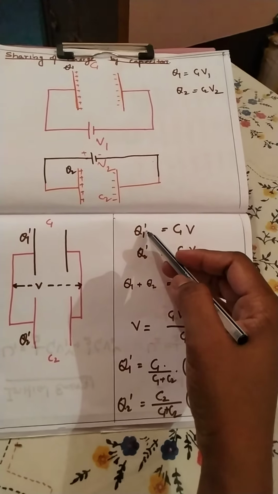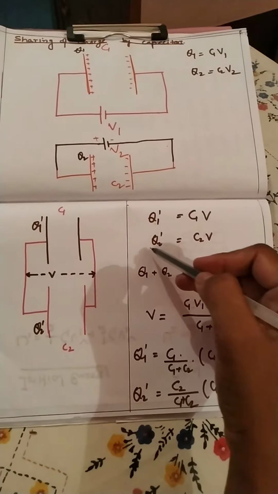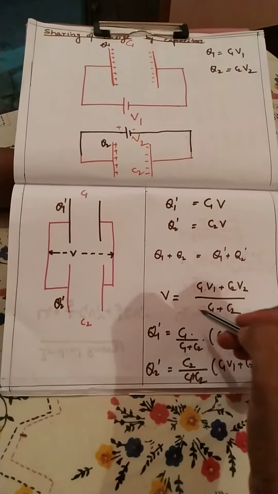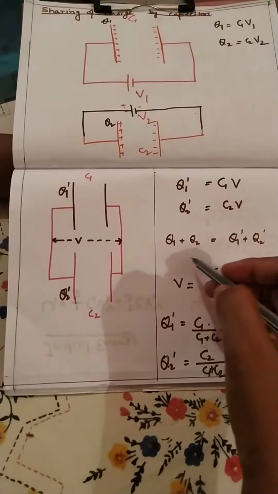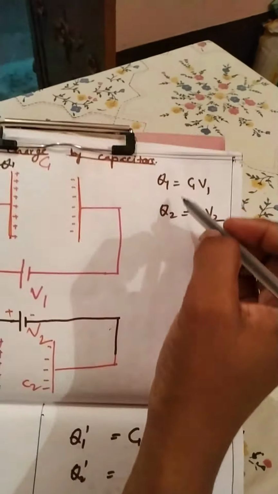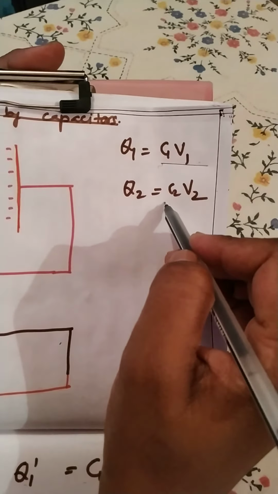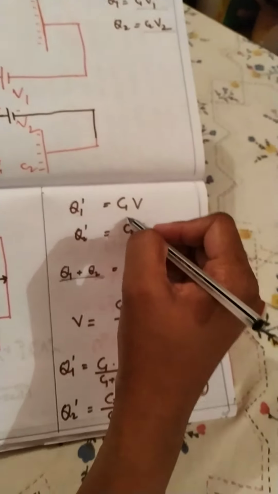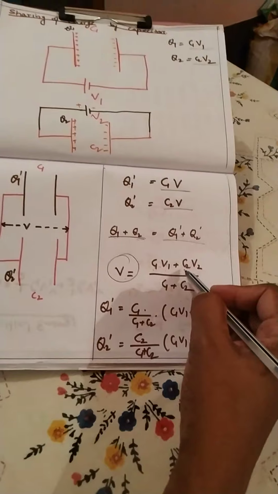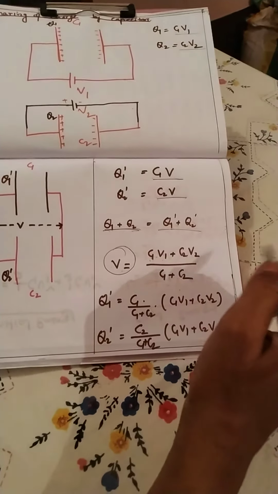Therefore, let us come directly to the mathematics. Q1 dash, the new charge on capacitor 1, is equal to C1 V, and the new charge on capacitor 2 is equal to C2 V. So Q1 plus Q2 is equal to Q1 dash plus Q2 dash. We can put these values: C1 V1 plus C2 V2 is equal to C1 V plus C2 V, and that will give the common potential. V, the common potential, is equal to (C1 V1 plus C2 V2) by (C1 plus C2).